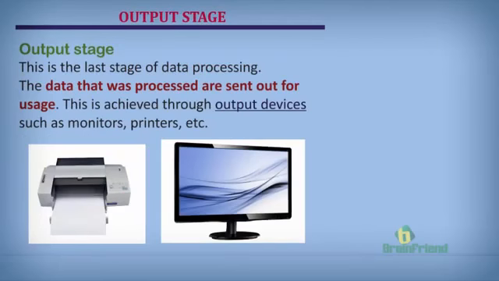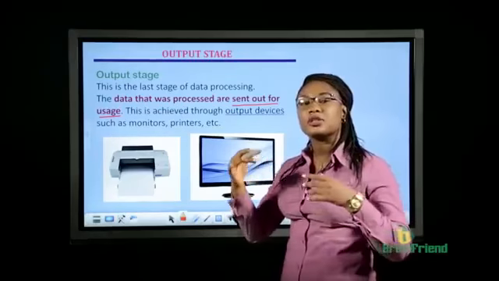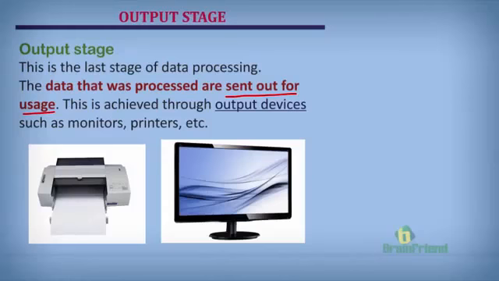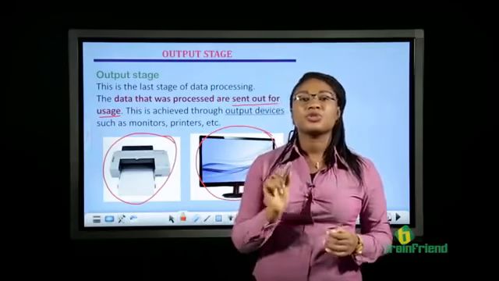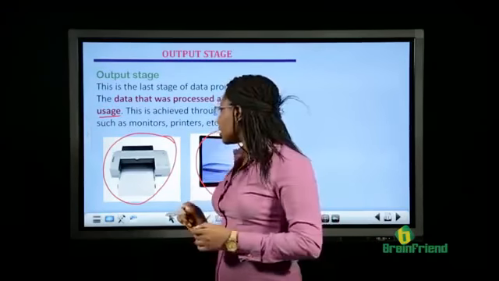Now the last stage is the output stage. After you've put in data, you see or you view data. In this stage, the data that was processed is sent out for usage. And there are different devices that you can use to view your data. The monitor is one of them, and the printer is also another device that you use to view your data.